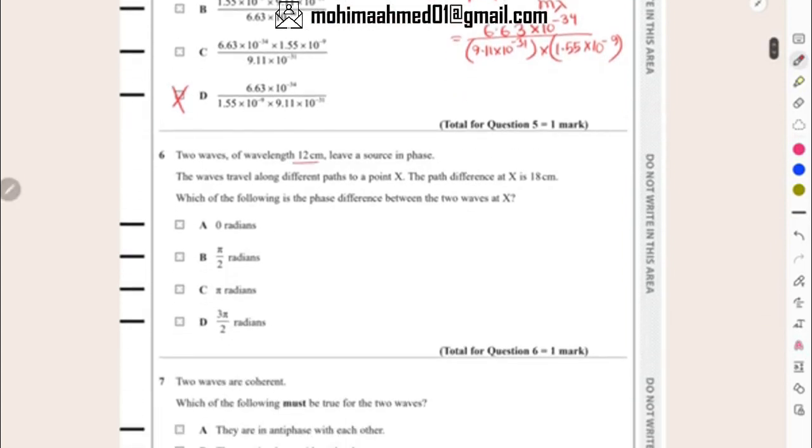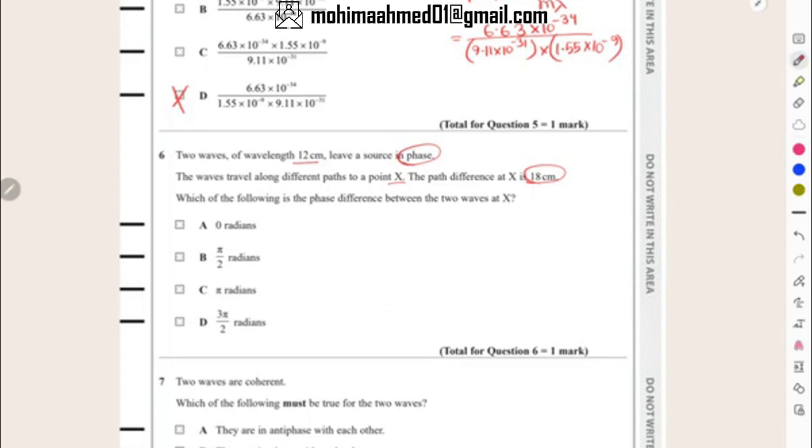Two waves of wavelength 12 cm leave a source in phase, and the waves travel along different paths to a point X. The path difference at point X is 18 centimeters. Which of the following is the phase difference between the two waves at X? Okay, so whenever they try to find this, you have to find the phase difference, and only the wavelength of the waves is provided. You never get confused about writing two waves in this kind of situation.